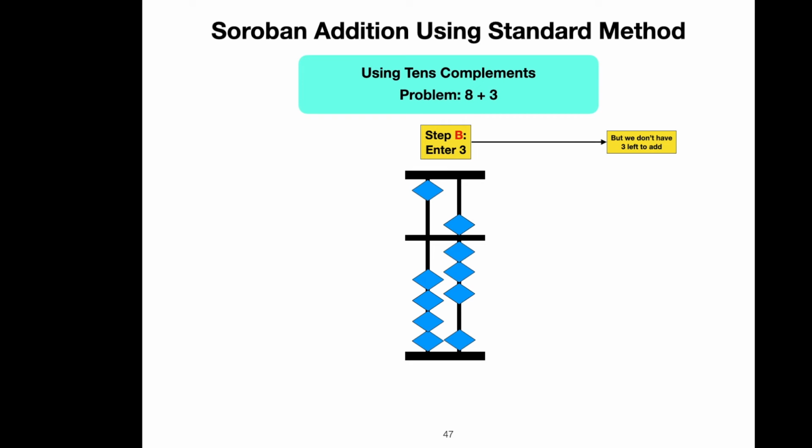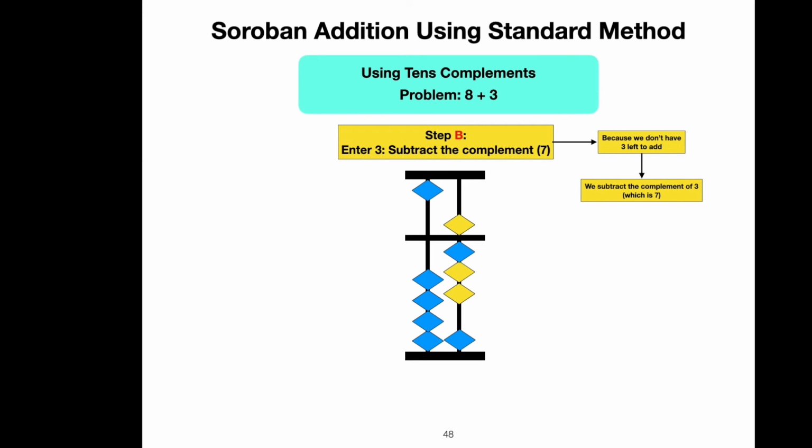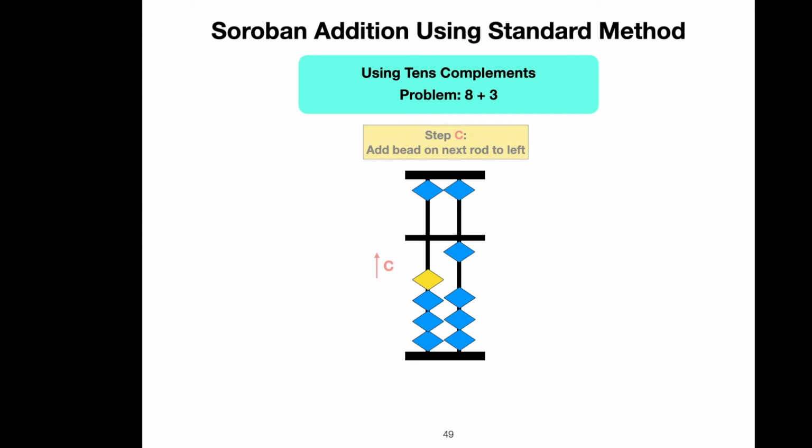Well, our complementary rule says instead of adding 3, we subtract its complement. Well, the complement of 3 in this case is 7. The 10's complement of 3 is 7. So we're going to subtract the complement of 3. We're going to subtract 7 right here, which is a 5 bead and 2 1 beads. And then to finish the problem, we add a bead on the next higher unit, which is the next row to the left, like that. And that gives us the answer of 11. 8 plus 3 is 11.